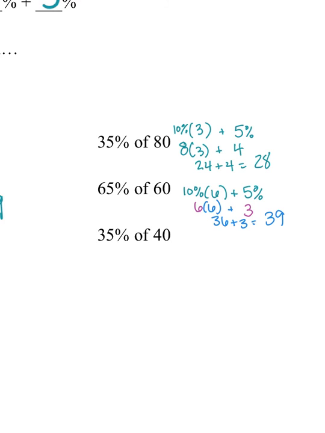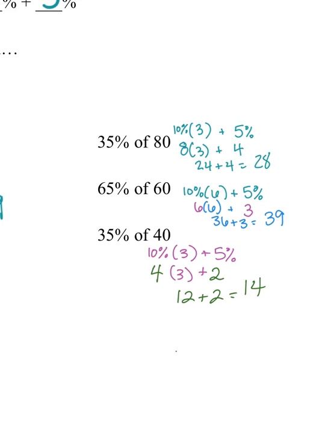Okay, 35% of 40. That's like 10% times 3. That gets me my 30% plus 5%. Okay, so I need to know what's 10%. So 10% of 40 is 4. So if 10% is 4, 5% would be half of that, which is 2. So I have 4 times 3 plus 2. So that's 12 plus 2 is 14.